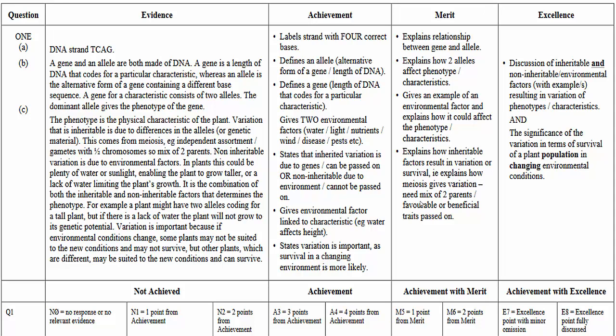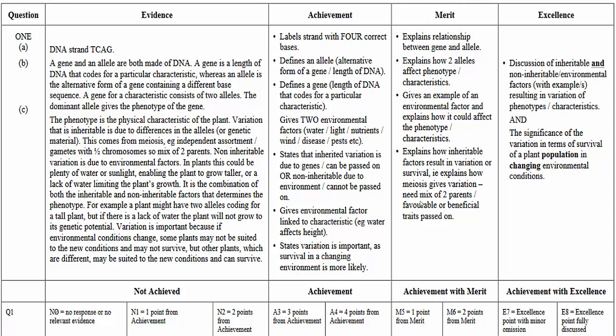To gain excellence, 1CII was the excellence question in question 1. You need to discuss inheritable and non-inheritable factors, and how that results in phenotypes and characteristics. And you also needed to have the significance of variation in terms of survival of the plant population in changing environmental conditions.